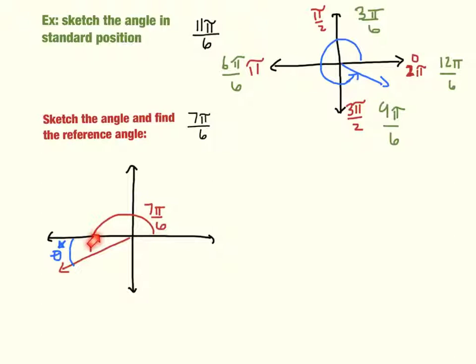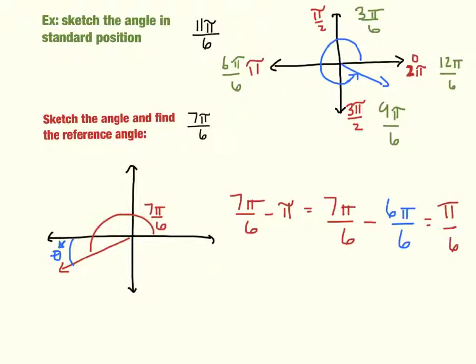So I have 7 pi over 6. I'm taking away pi. Now earlier we saw that pi, I could write this like this: 7 pi over 6 minus 6 pi over 6. Because 6 pi over 6 is the same thing as just pi. So taking away 6 pi over 6 from 7 pi over 6, I have pi over 6. This is my reference angle.